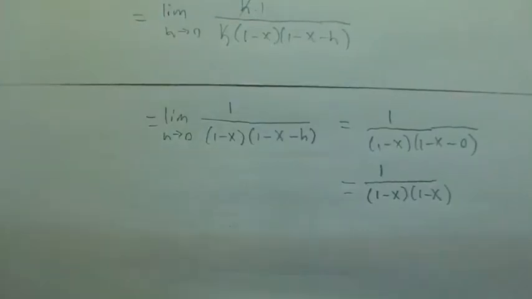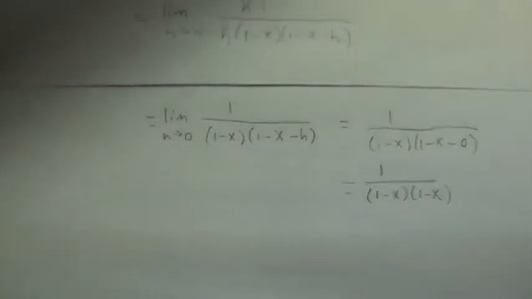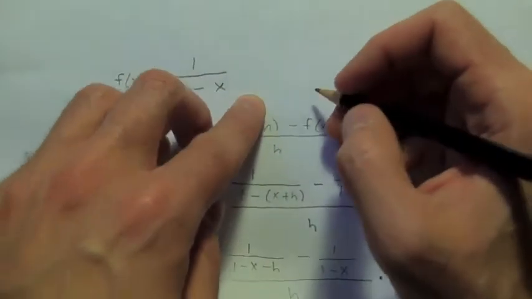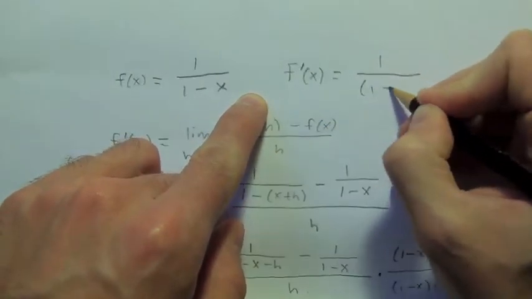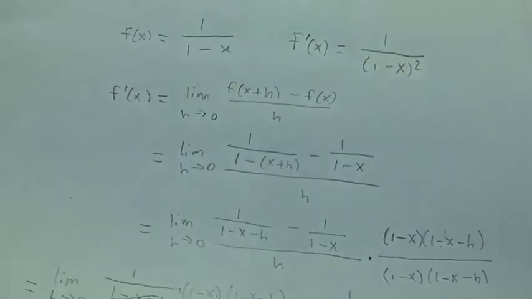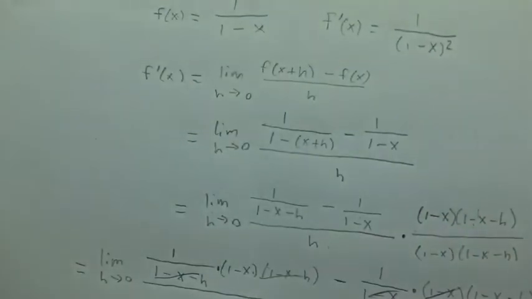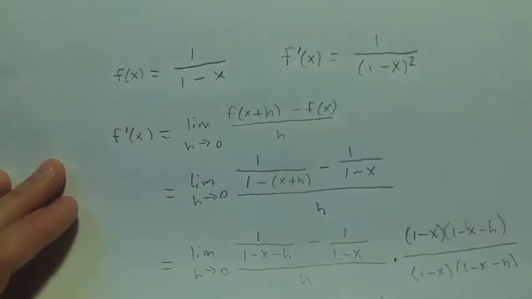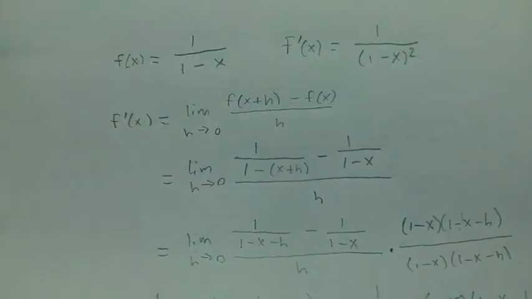Okay? So what we basically found here is that if f of x is 1 over 1 minus x, then f prime of x is 1 over 1 minus x squared. You're going to have to use what you know about limits, use what you know about algebra and all that to actually get values out. So just take it a step at a time, and you'll be fine. Okay, let's try another one.